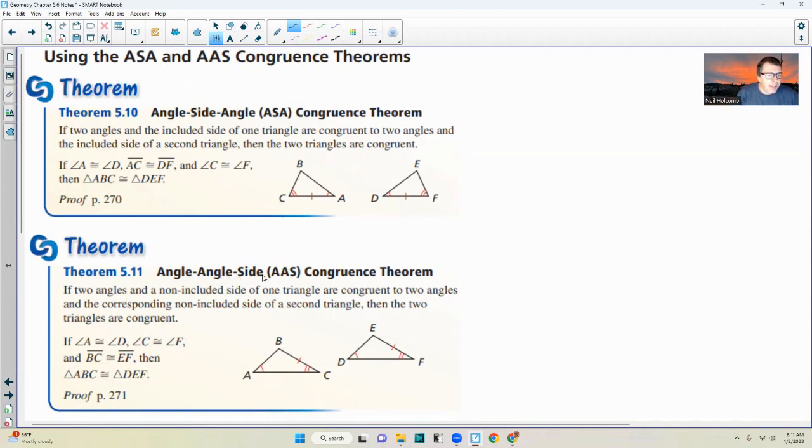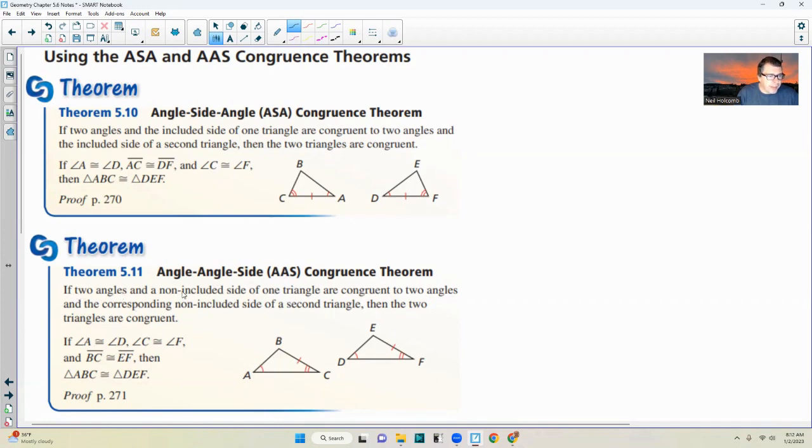And then we have the angle angle side congruence theorem, also known as AAS. So notice where the S is here. In ASA, it's in between the two angles. So the side is in between the two angles. Here, the side is not in between the two angles. So if we have two angles, it'd either be side BC or side AB that are not in between. We can't use AC because we'd be using the theorem up here. So this side is not in between the two congruent angles.